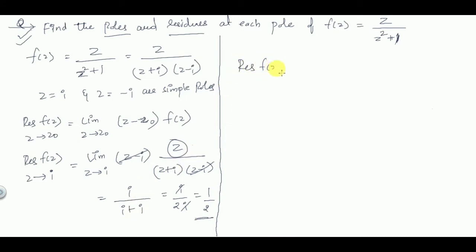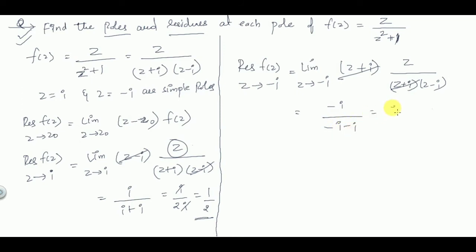Similarly, residue of f of z at z is equal to minus i is the limit as z tends to minus i of (z minus z0) times f of z, so z minus (minus i) is z plus i, into z by (z plus i) into (z minus i). Z plus i gets cancelled, so just substitute z is equal to minus i, so minus i by minus i minus i, so minus i by minus 2i, so minus minus gets cancelled, i gets cancelled, so we'll get 1 by 2 again. Okay, so very simple problem, but very important problem.